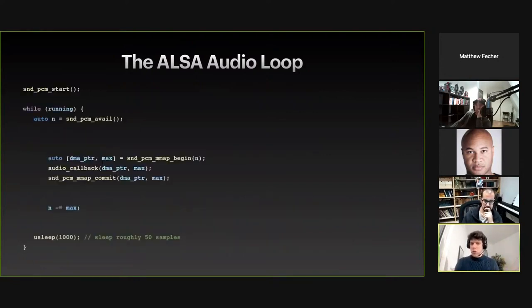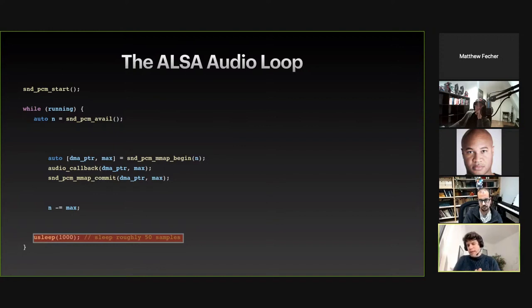So how would this look in code? You would call sound PCM start, which starts your device. Then you enter the audio loop. You ask ALSA how much room is available in the audio buffer. Then you lock the audio buffer. That returns a pointer and the maximum amount of samples you're allowed to write into that buffer. That will become clearer in just a second. Then you call your audio callback to fill that buffer with audio, and then you unlock it again. And then you sleep for a few samples and you do the whole thing again.